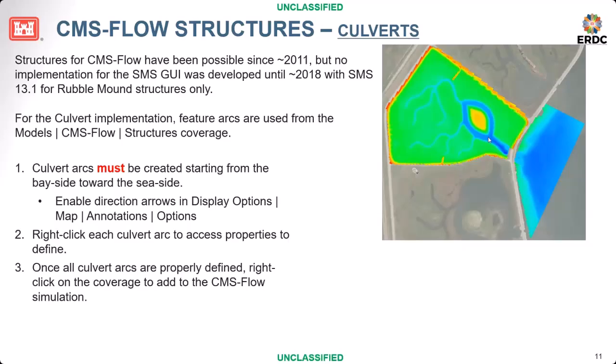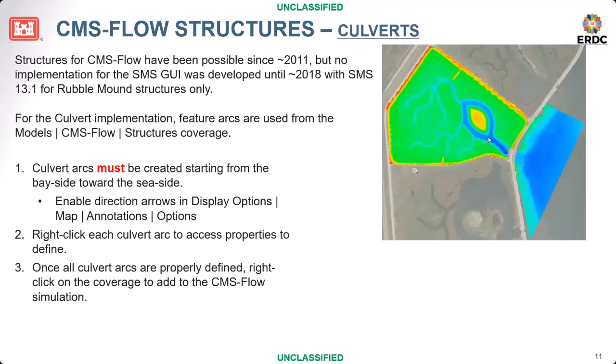So now we're going to go over some CMS-Flow structures. The first one that we're going to talk about here is culverts. As I mentioned earlier, the culverts and all the different structures have been around in CMS for a long time. There was a series of CHETNs that were published that we have references to on the website, where you can go and see more information on how that was initially supported within the SMS interface.